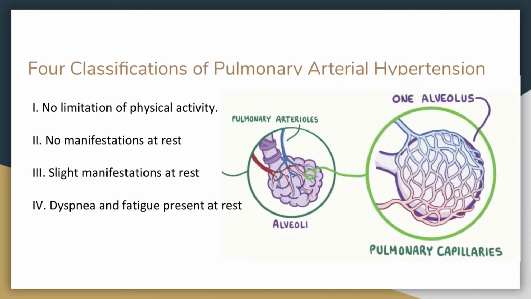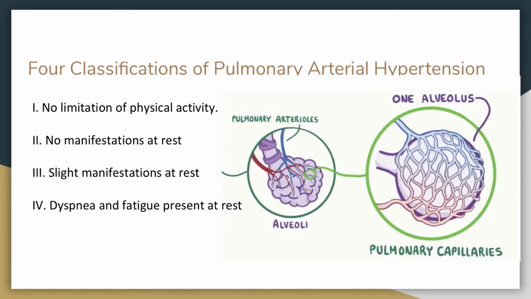The pathophysiology of PAH affects the pulmonary arterioles and capillaries and the alveoli, where gas exchange occurs in the body. Therefore, the severity of impaired gas exchange is how this disease is classified. No limitation of physical activity. In the first class of pulmonary hypertension, the patient does not experience any dyspnea, fatigue, chest pain, or lightheadedness. Therefore, the patient is diagnosed solely through tests, including pulmonary function test and right-sided cardiac catheterization.